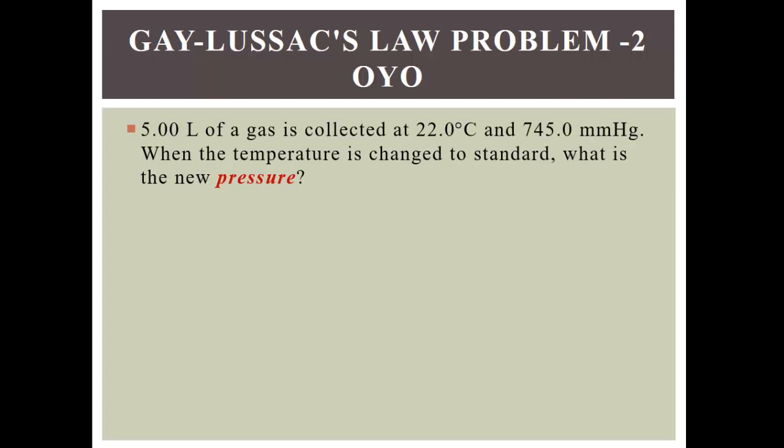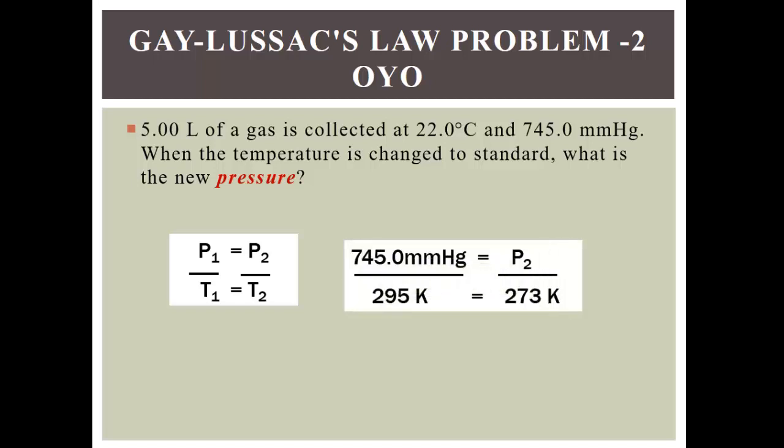So 5 liters of gas collected at 22 degrees Celsius and 745 millimeters of mercury. When the temperature changes to standard, what is the new pressure? Go ahead and pause and work this out, and then come back once you're done. So there's our equation again. In this case we want our P2. We're going to put everything in, and then when we rearrange for P2, we end up with a pressure of 689.44 millimeters of mercury. So hopefully this is pretty easy for you. If you're struggling, let me know. Come in and see me.